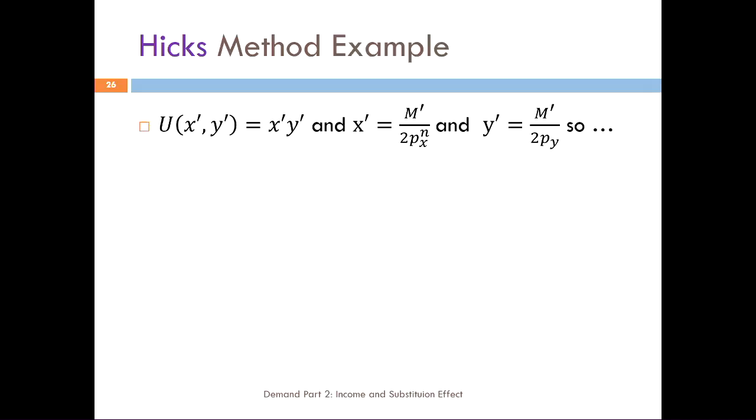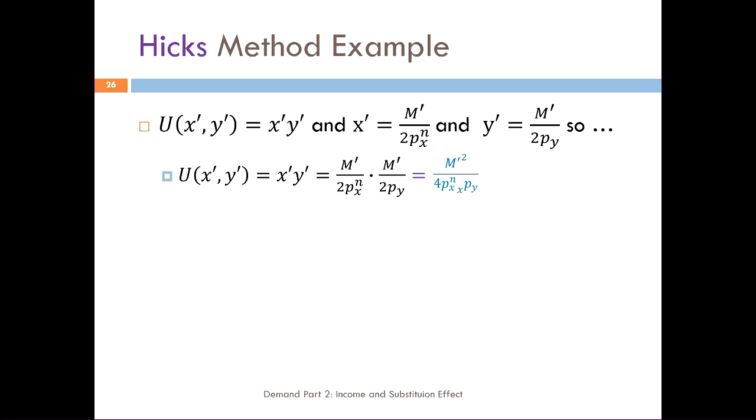Right, so our utility function is X times Y. What we're going to do is substitute the demand function for X and the demand function for Y into the utility function. For X, we'll put in income divided by twice the price of X, and for Y, income divided by twice the price of Y. Substitute that into the utility function, and you get utility is equal to the square of income divided by 4 times the product of the prices.